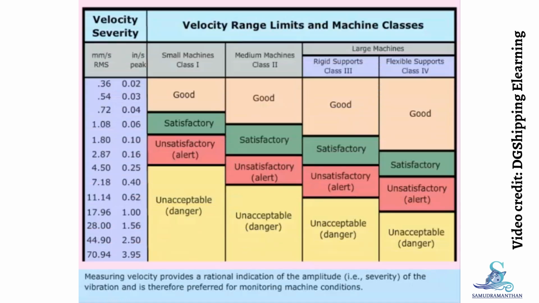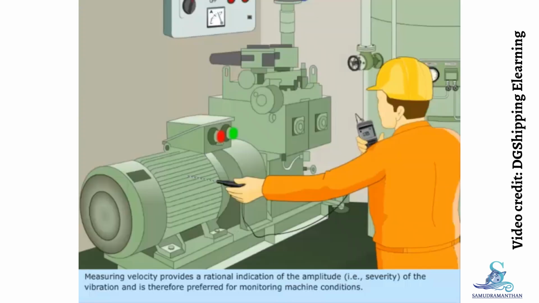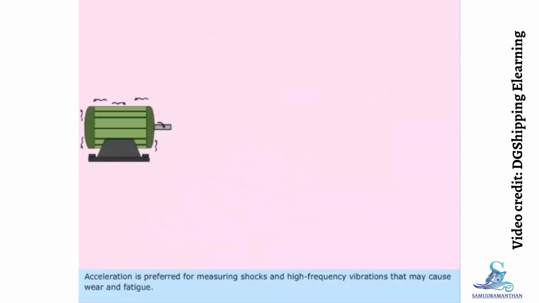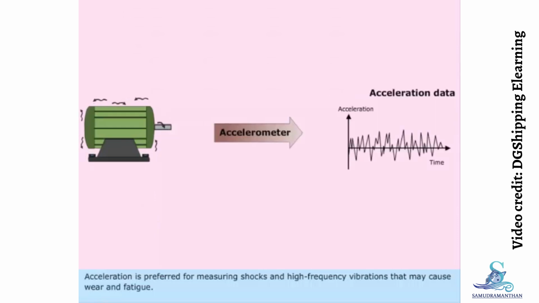Measuring velocity provides a rational indication of the amplitude, that is, severity, of the vibration, and is therefore preferred for monitoring machine conditions. Acceleration is preferred for measuring shocks and high-frequency vibrations that may cause wear and fatigue.